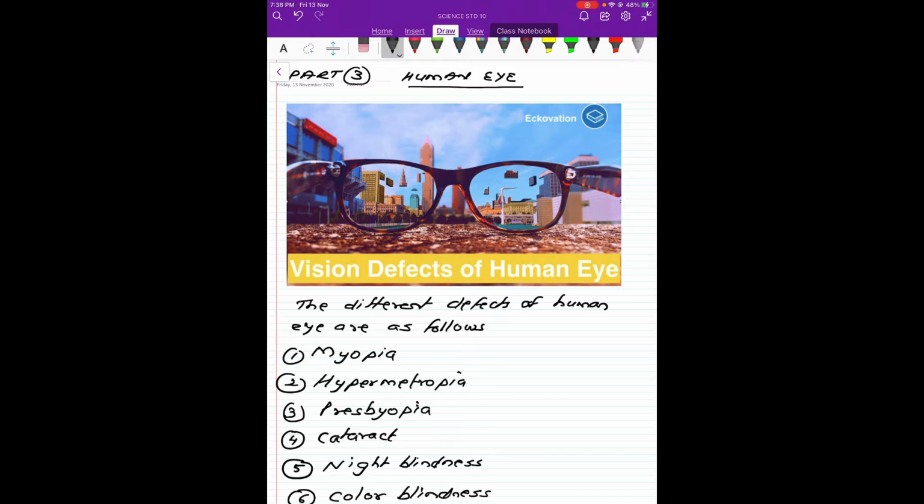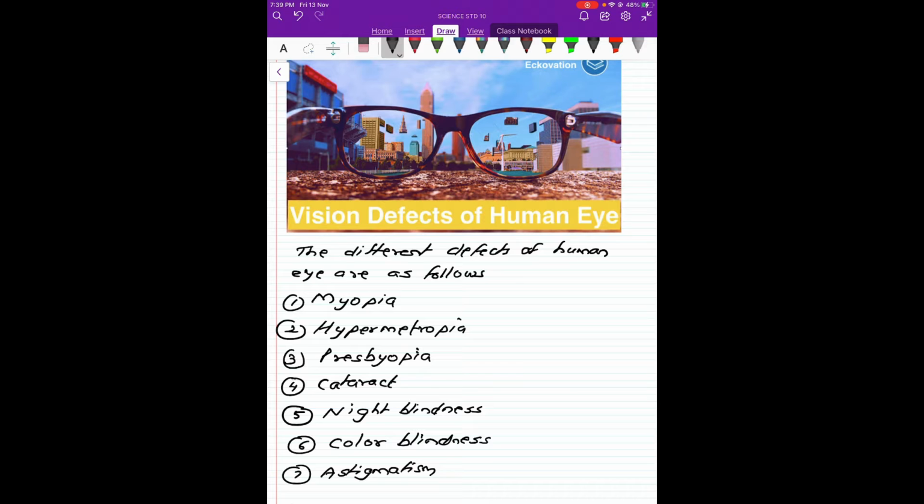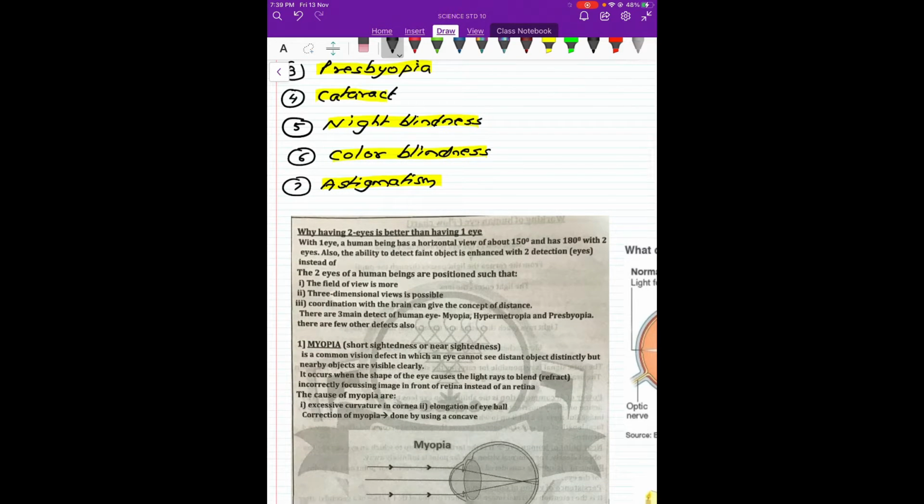So the eye is an organ, obviously it will have some defect or the other. So which are these defects? So we will just see. The first one is myopia, second is hypermetropia, third is presbyopia, fourth is cataract, fifth is night blindness, sixth is color blindness, and seventh is astigmatism. So we will be discussing all of them separately.